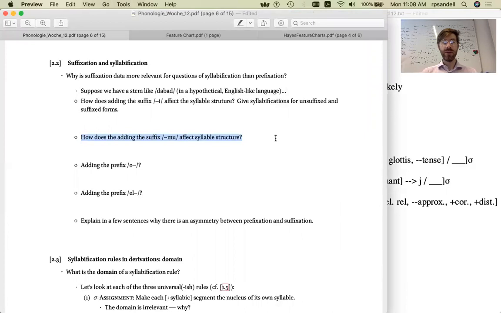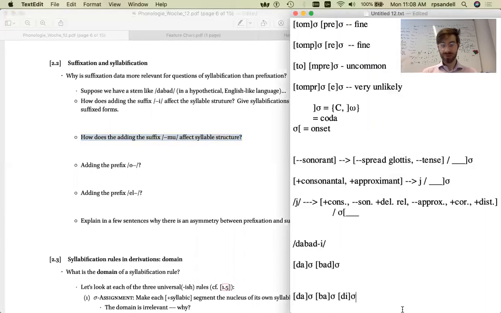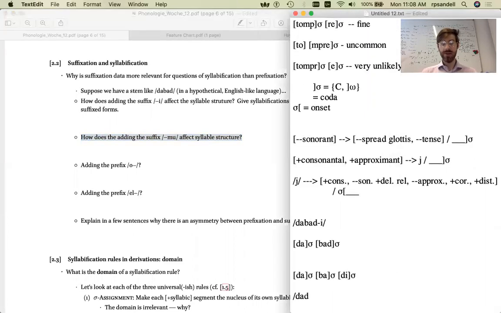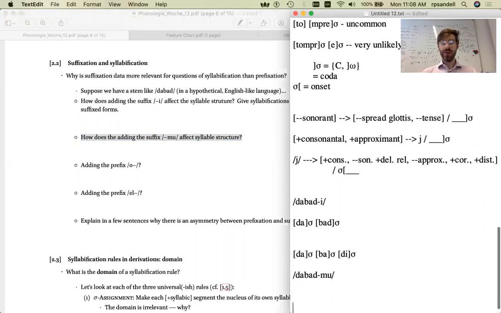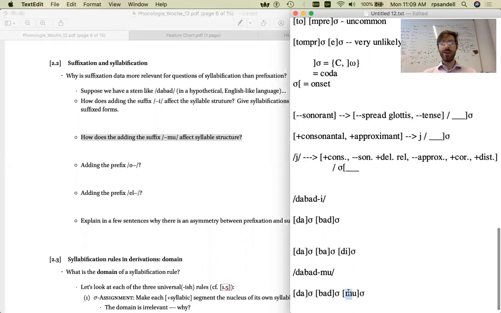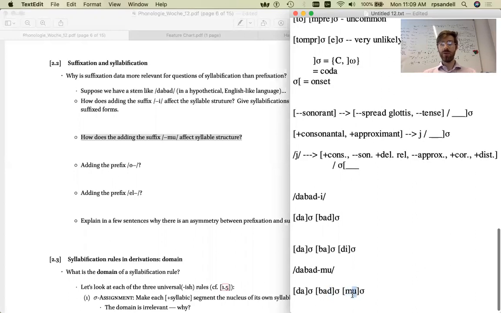If we add a suffix mu instead, so da, bad, mu, then my expectation would be here, if we assume that the allowed onsets are the same as in English, that alveolar stop is going to remain in the coda of the syllable, and the m will be part of the onset of the syllable built around the plus syllabic segment oo. All right.